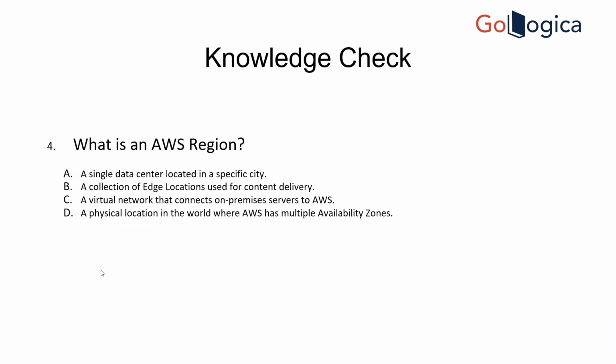Number four, the last one. What is an AWS region? A single data center located in a specific city; a collection of edge locations used for content delivery; a virtual network; a physical location in the world where AWS has multiple availability zones. Yeah, D, physical location. Yes, that is correct. Great, you got it.